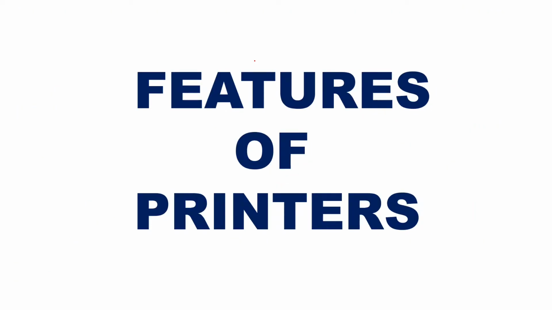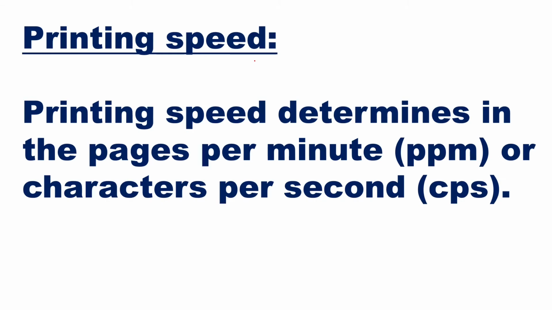Then the most important point, according to your syllabus, we are going to see the features of printers. Now, in features of printers, the first feature is printing speed. Printing speed is determined in pages per minute (ppm) or characters per second (cps). So printing speed, how many pages per minute you are going to print, or how many characters per second you are going to print, that will give you the printing speed.